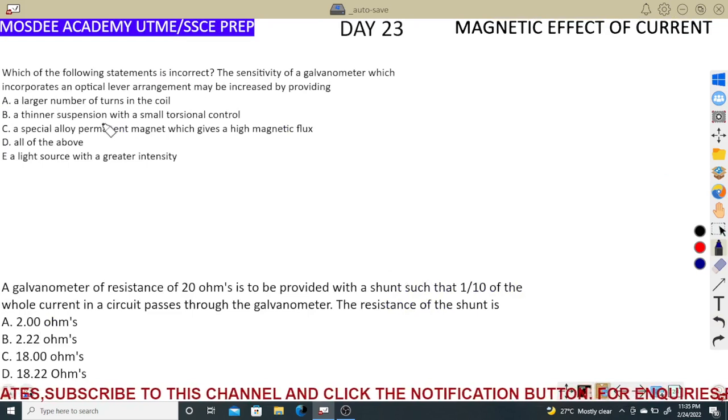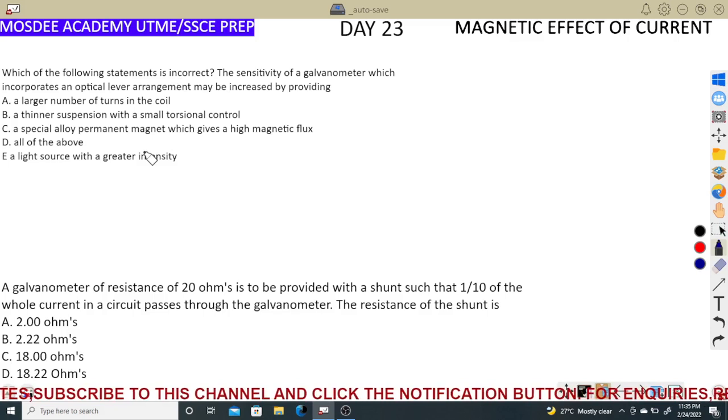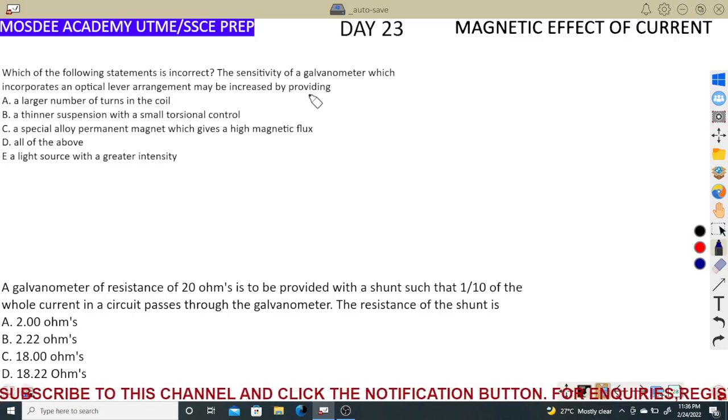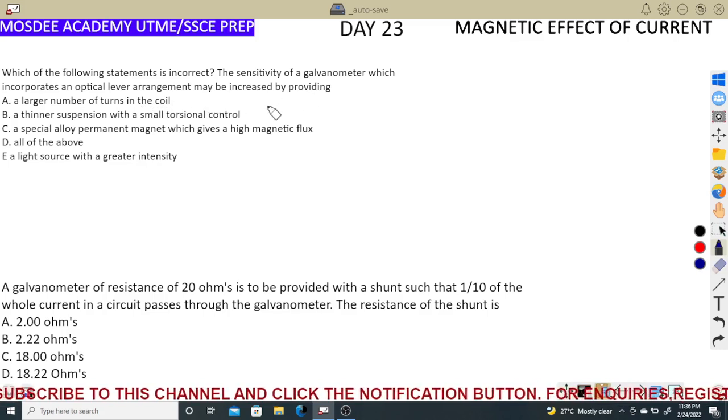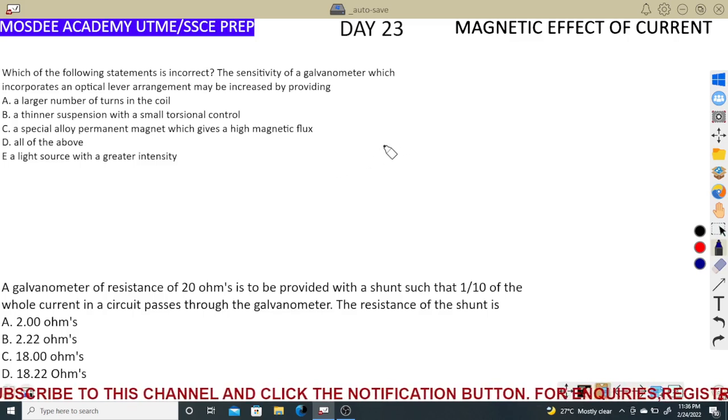Now, the next question says, which of the following statements is incorrect? The sensitivity of a galvanometer, which incorporates an optical lever arrangement, may be increased by providing dash. Now, we need to be careful about this type of question. To understand this, let me quickly take you through the quick concept.